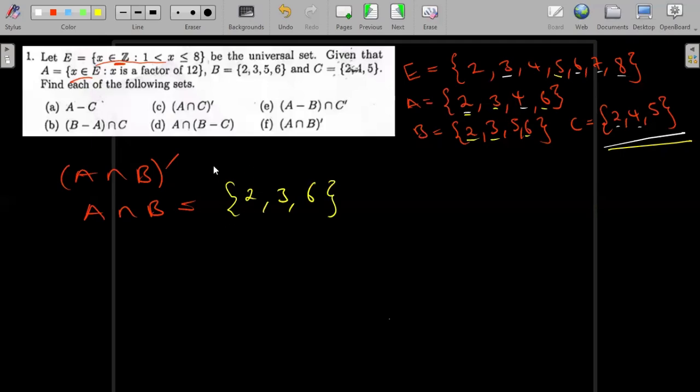So now anything outside this set but sits in the universal set is going to be my A intersect B complement. So listing that there, I'm going to have, so I have 4 is going to be part of that set. Then I'll have 5, then I have 7, and I have 8. So this here is going to be my A intersect B complement. Okay, so this marks the end of question 1.